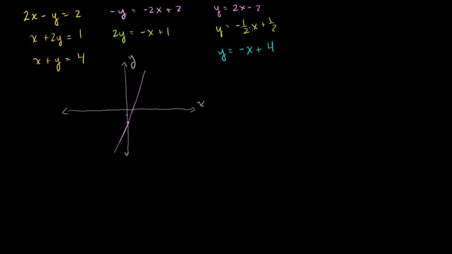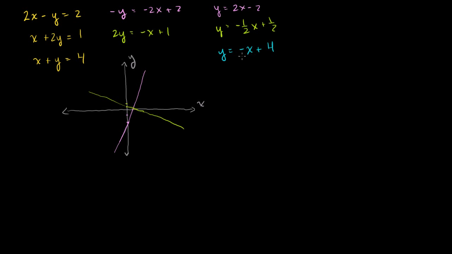The next line is minus 1/2 x plus 1/2. So if we go plus 1/2, that's right there. And then the slope is minus 1/2. So for every 2 we go over, we go down 1. So it's going to be like that. It's actually going to be orthogonal, right? Because it's the negative inverse of this guy. So it's going to look something like that.